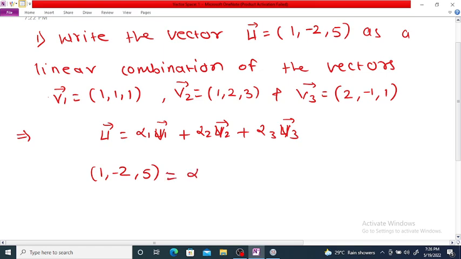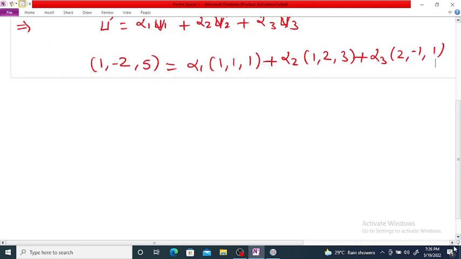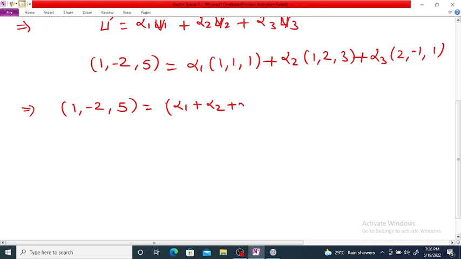So here consider alpha 1 (1, 1, 1) plus alpha 2 (1, 2, 3) plus alpha 3 (2, -1, 1). Now if we simplify this, we get (1, -2, 5) is equal to (alpha 1 plus alpha 2 plus 2 alpha 3, alpha 1 plus 2 alpha 2 minus alpha 3, alpha 1 plus 3 alpha 2 plus alpha 3).